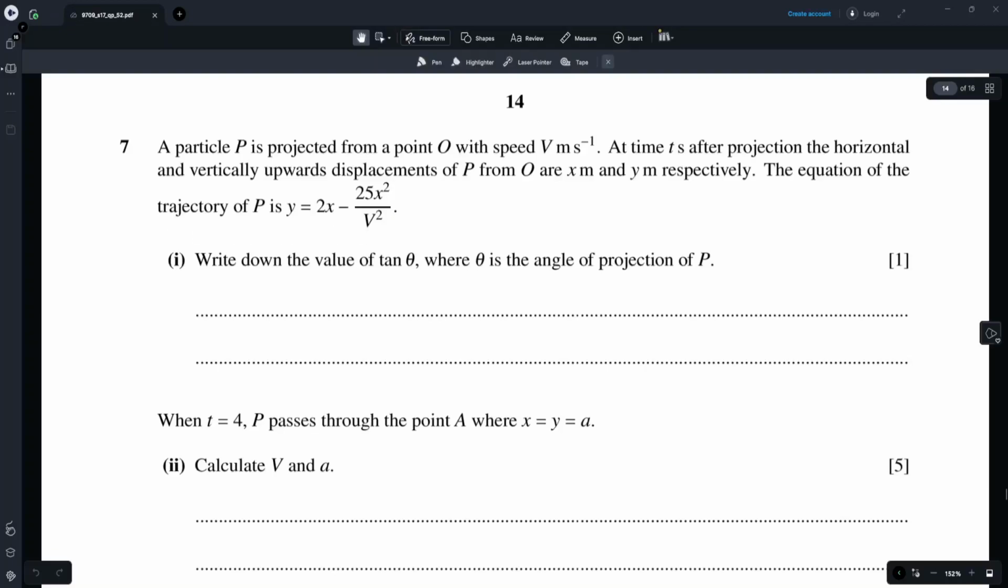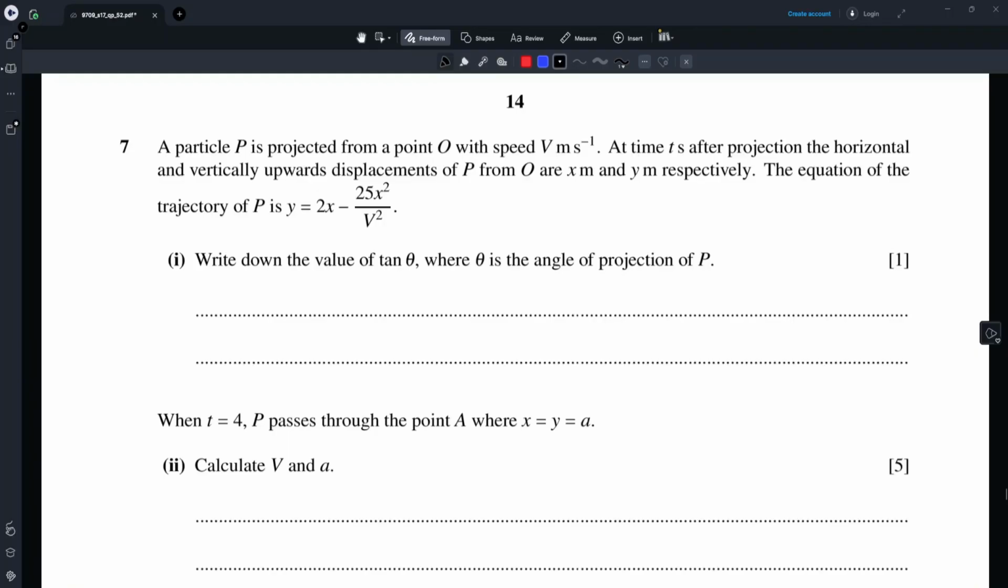So let's take a look at this question now. It's actually from M2 because obviously most of the M2, in fact all of the M2, is included in the further mechanics. So I thought to write some here. What I have here is a particle P projected from a point O with speed V at time t seconds after projection. The horizontal and vertical.